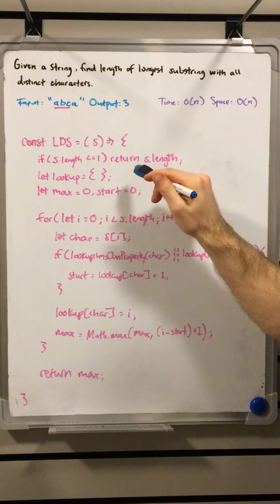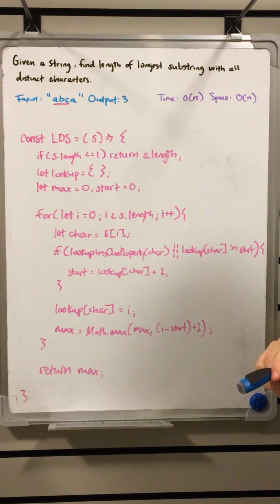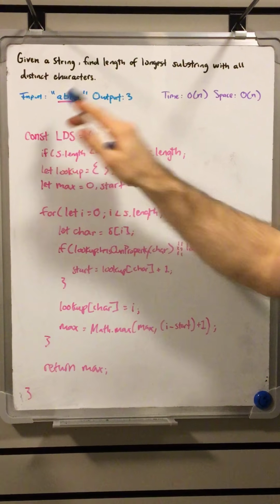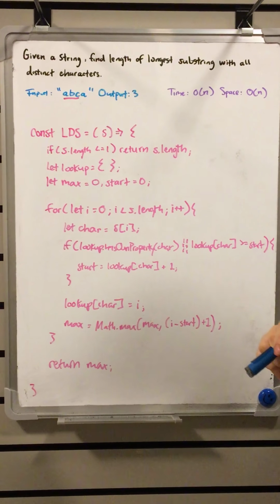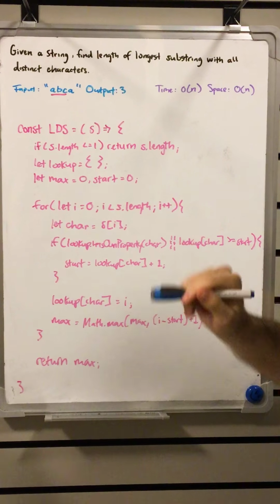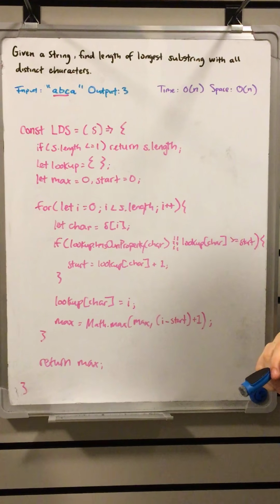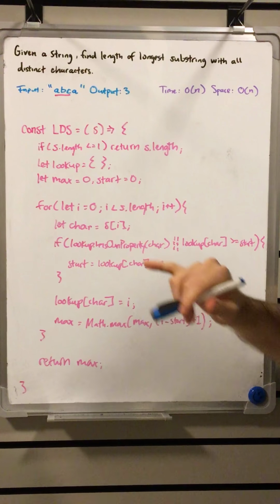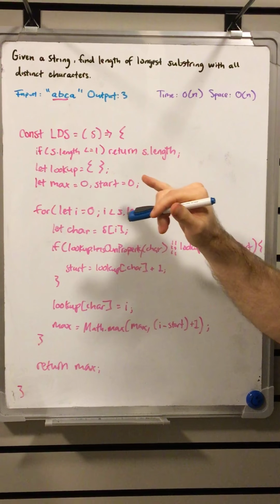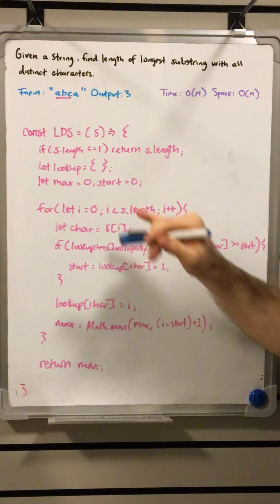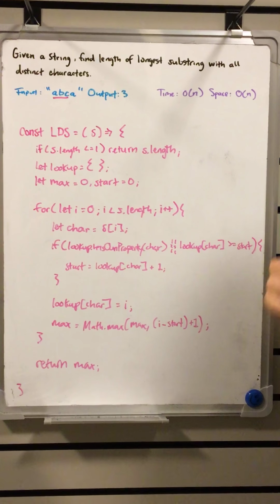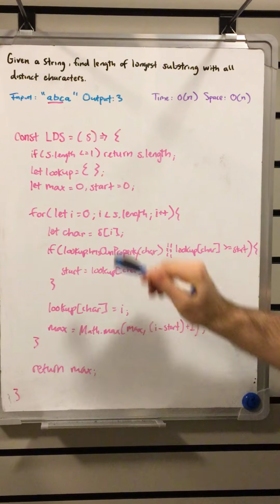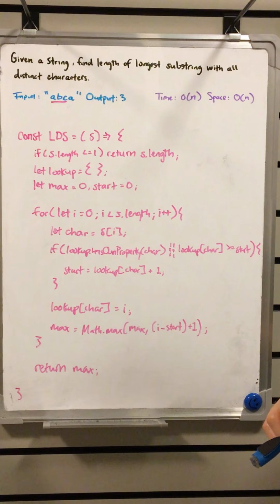Then we're going to create a lookup hash table. This is where we will store each letter and its index. Then we will create a max variable to represent our maximum length. Set that to 0. We'll also initialize a start variable to 0. Start will tell us where the new substring is starting from. So we loop through the string.